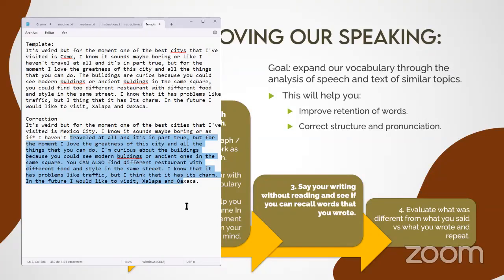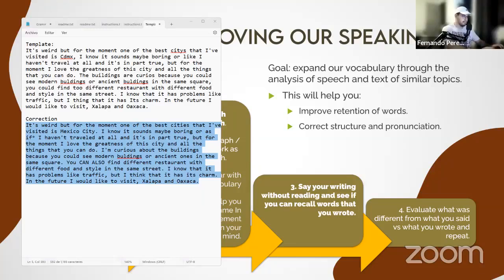I'm curious about the buildings because you could see modern buildings and ancient ones in the same square. You can also find different restaurants with different food and style in the same street. I know that it has problems like traffic, but I think that it has its charm. In the future, I would like to visit Jalapa and Oaxaca. Exactly. All right. Any questions in the paragraph? Everybody understands what he said.